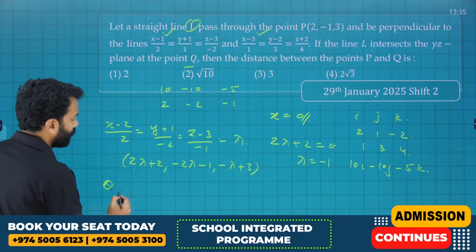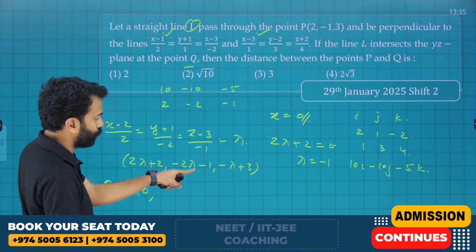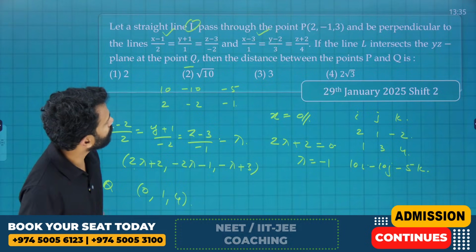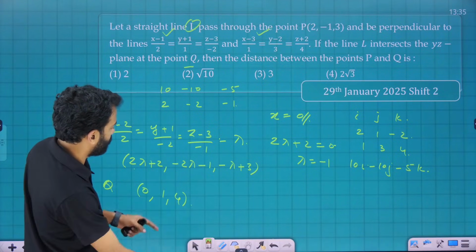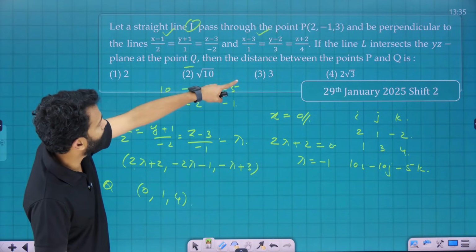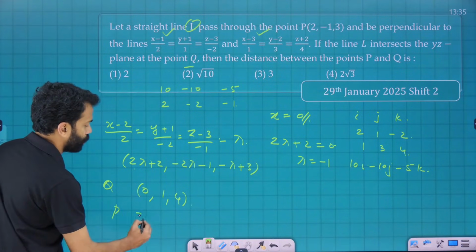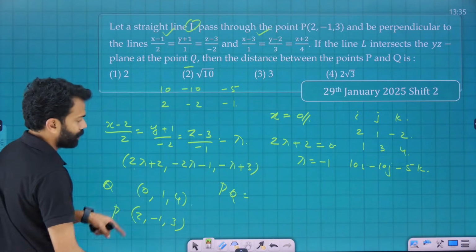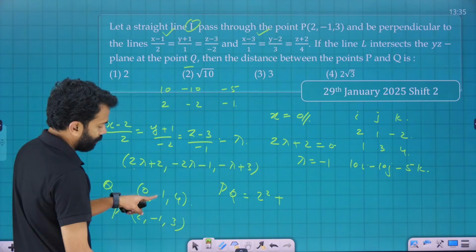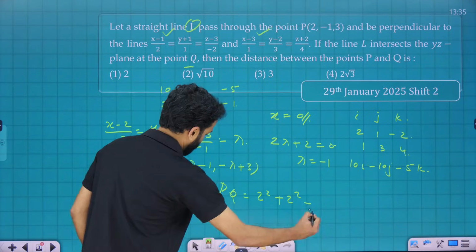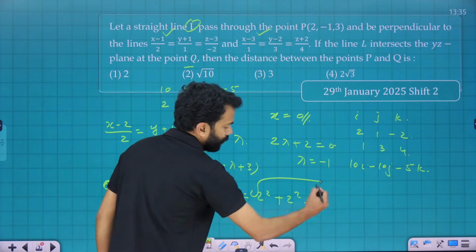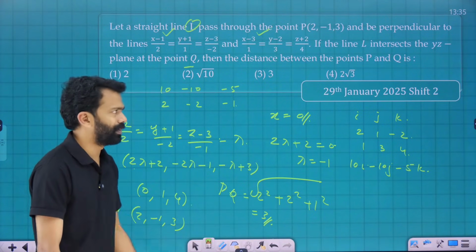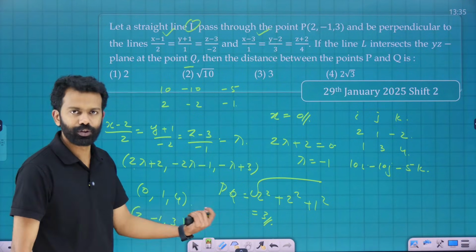So what are the coordinates of Q? That is 0. If lambda is minus 1, the y coordinate becomes 1, and the z coordinate, minus lambda plus 3, becomes 4. P is (2, -1, 3). So what is PQ? PQ equals the square root of (2 minus 0) square, that is 2 square, plus (1 minus minus 1) square, that is again 2 square, plus (4 minus 3) square, that is 1 square. That is the square root of 9, which is 3. Therefore, the value of PQ is 3. That's all. It was a very easy and time-saving question.